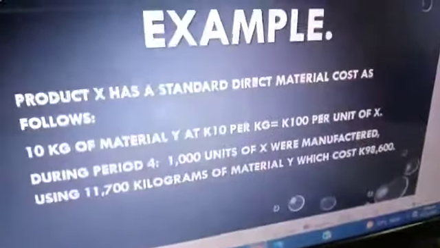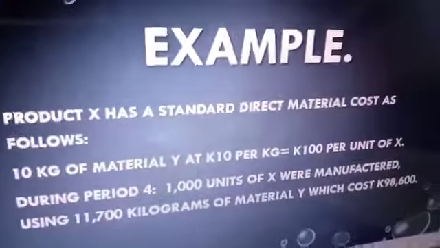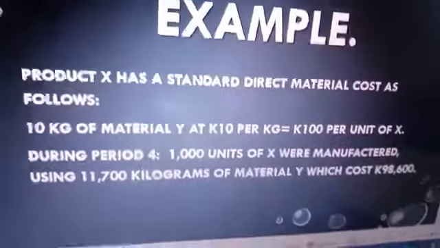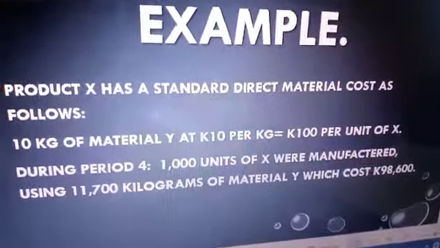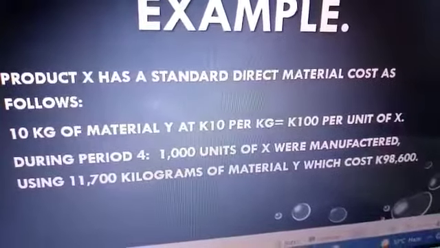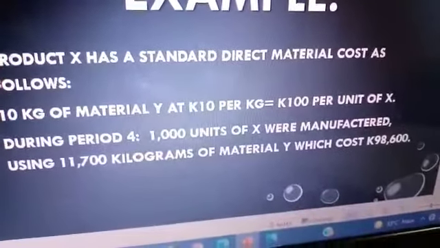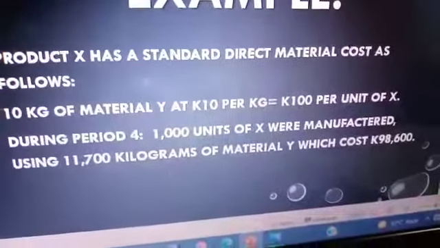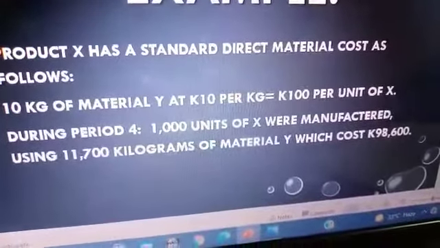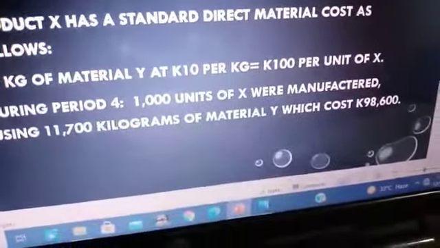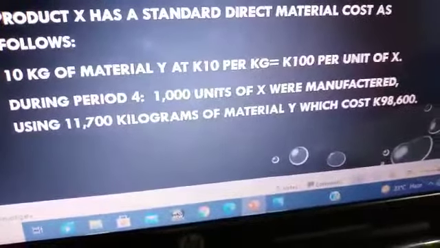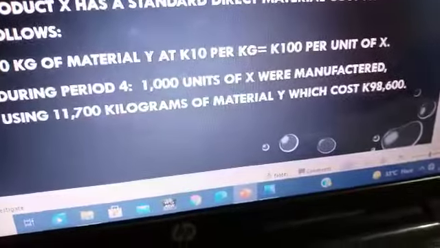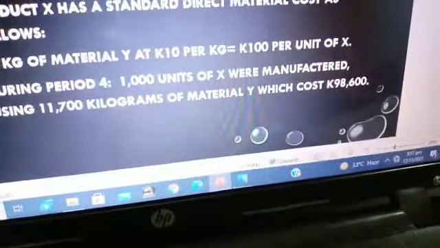Now let's get closer and see the examples on how we calculate the variances. Product X has a standard or budgeted direct material cost as follows: 10 kg of material Y at 10 kwacha per kg, the total being 100 kwacha per unit of X. Now, during period 4, 1,000 units of X were manufactured using 11,700 kilograms of material Y, which cost 98,000 kwacha 600.